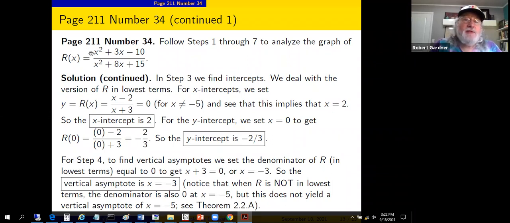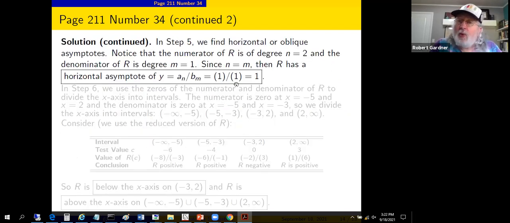And that constant is this coefficient divided by this coefficient. So it's 1 divided by 1 in this case. Leading coefficient in the numerator divided by leading coefficient in the denominator, and we get that. So that gives us a horizontal asymptote of y equals 1. We had the vertical asymptote above of, wasn't it, x equals -3.